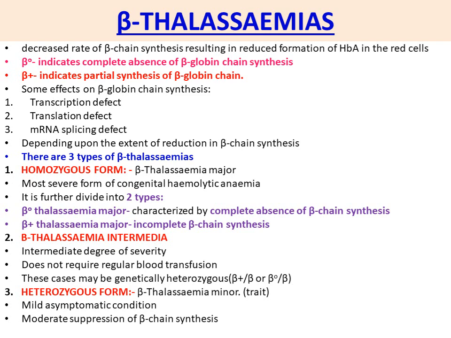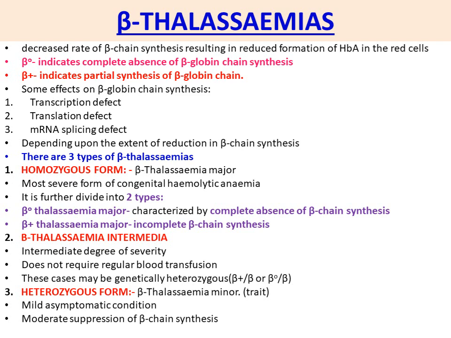First one, the homozygous form, is called beta thalassemia major. So this is very important. The most severe form of congenital hemolytic anemia comes under beta thalassemia major. It is further divided into 2 types. Beta 0 thalassemia major, characterized by complete absence of beta chain synthesis. Beta plus thalassemia major, incomplete beta chain synthesis.